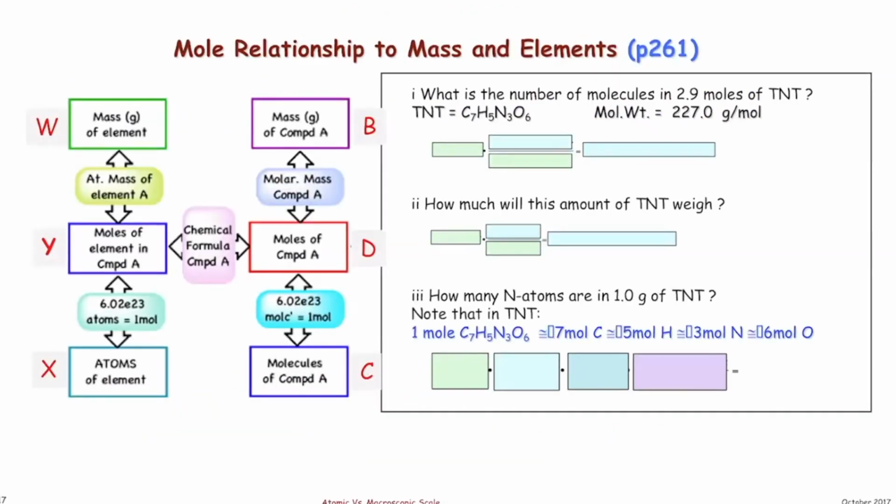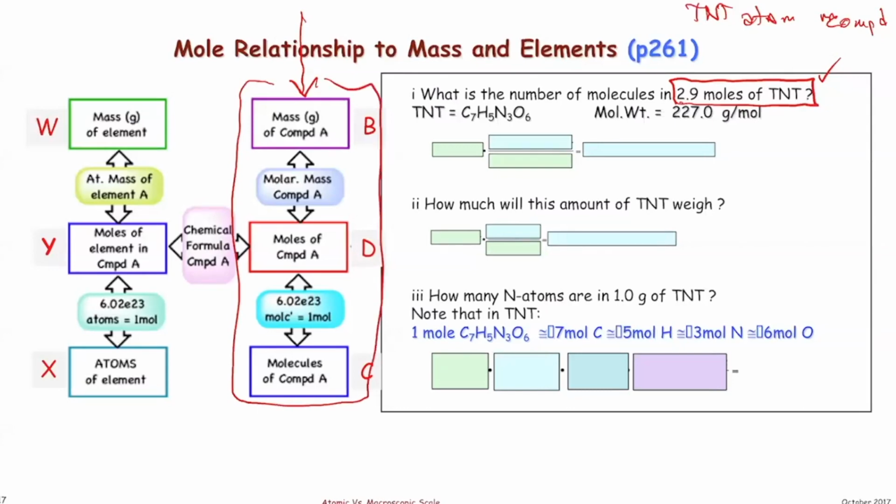Okay, we're going to look at this chart. This is the first question right here. What is the number of molecules in 2.9 moles of TNT? So this is the information we have. The first question you might ask is, is TNT an atom or a molecule or a compound? Okay, hopefully you guys said it's a compound. Trinitrotoluene is a compound. So we're going to start in this column right here. That's the first thing that you need to do. You need to figure out whether it's an atom or a compound. TNT is a compound.